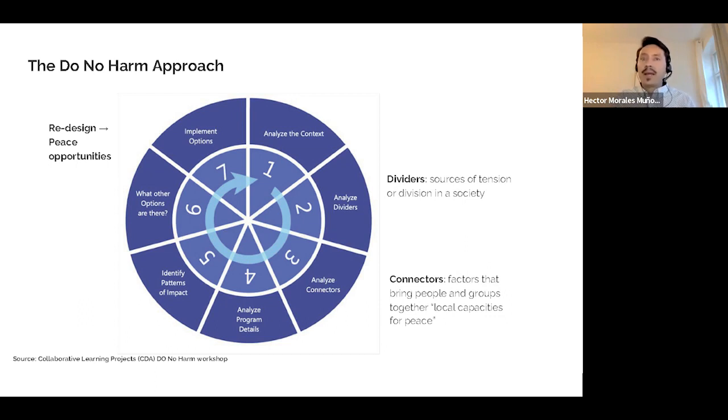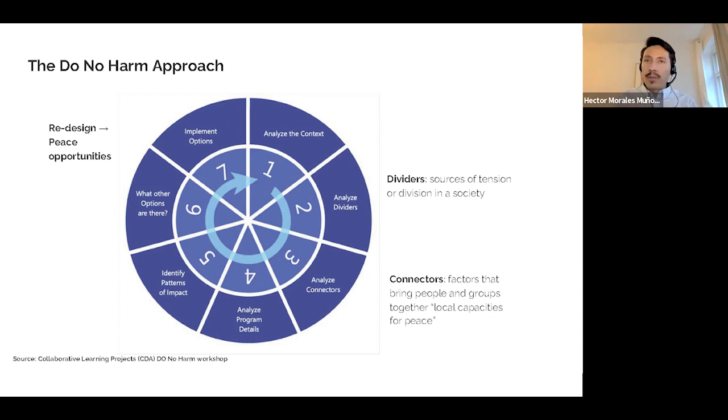And then the crucial parts that can be used from the do no harm to tailor theories of change is to analyze the dividers, which are sources of tension or divisions in a society, and how an activity can affect these dividers. So how can an activity of a project have unintended consequences that can even create new conflicts. And also the do no harm approach analyzes the connectors. The connectors are factors that bring people and groups together, and they are also known as local capacities for peace.